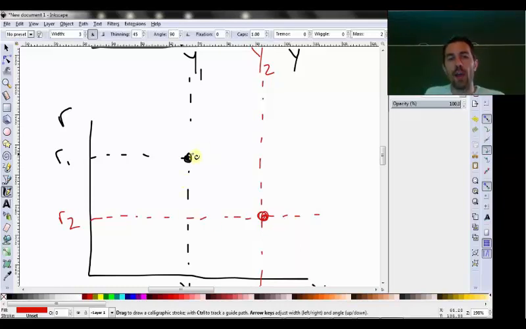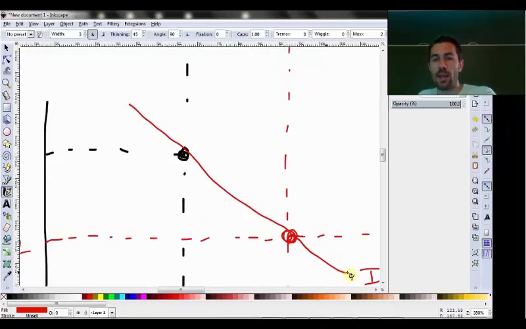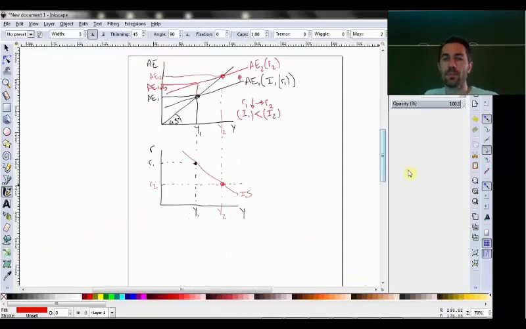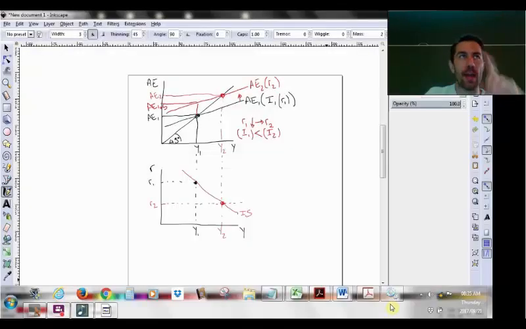And now we have a relationship between interest rate and output that is downward sloping. It's an inverse relationship, and it is called the IS relationship. IS curve. Okay. May I continue? LM.